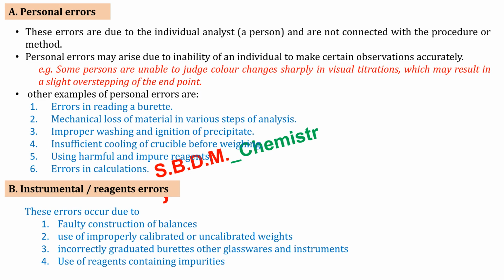Personal errors arise from the individual analyst's inability to make accurate observations, such as errors in judging color changes during titrations, reading a burette, or mechanical loss of material. Instrumental or reagent errors result from faulty construction, uncalibrated weights or glassware, or the use of impure reagents.